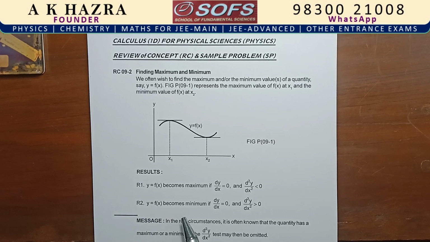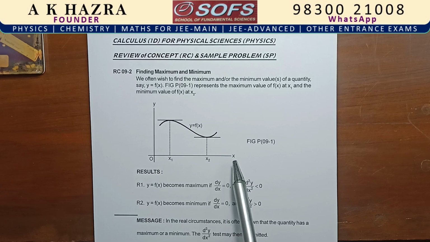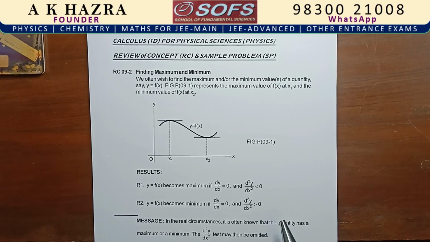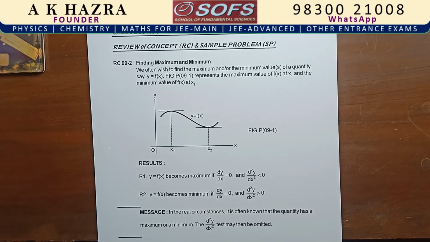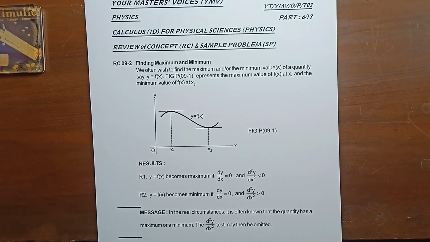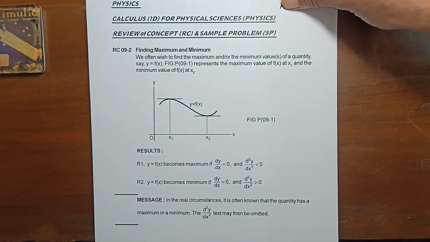For the minimum value of the function also dy/dx is 0, because you see the tangent is parallel to the x-axis. So theta is 0, so dy/dx is 0. And if we find the second derivative d2y/dx2, it will be greater than 0. Now actually in applied sciences, mainly physics and chemistry, we know the maximum or minimum value exists for a given problem. So to find it, the second derivative is not required. So usually we can omit the second derivative.